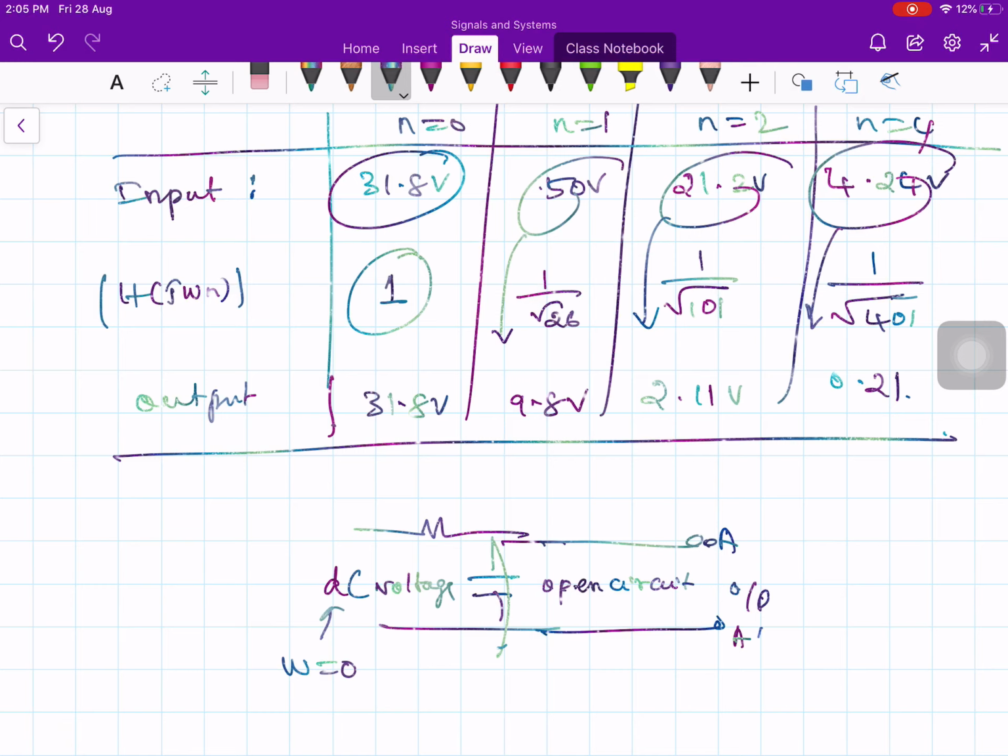So this RC circuit essentially acts as a filter. You have an input voltage which is non-sinusoidal, a half wave rectified sine wave. So the input is a half wave rectified sine wave.